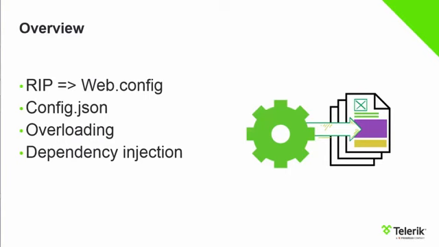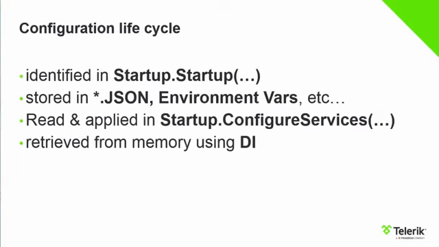To get a complete picture of how configuration works in MVC6, let's take a look at the configuration lifecycle. First, configuration sources are identified in the startup function of startup.cs. Configuration values are stored in JSON files and environment variables, and you also have the ability to use multiple types of configuration files that you can specify yourself. Next, configuration values are read and applied from the configuration services also found in startup.cs. And then finally, the values are retrieved from memory using dependency injection.